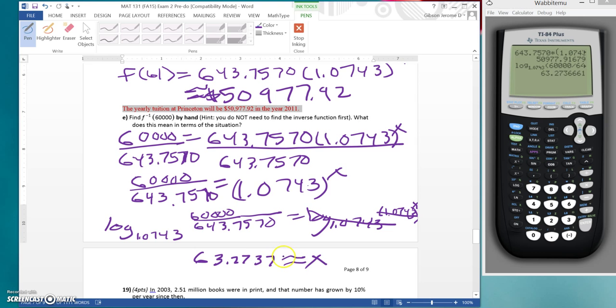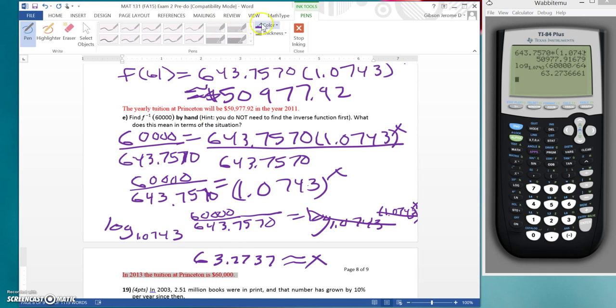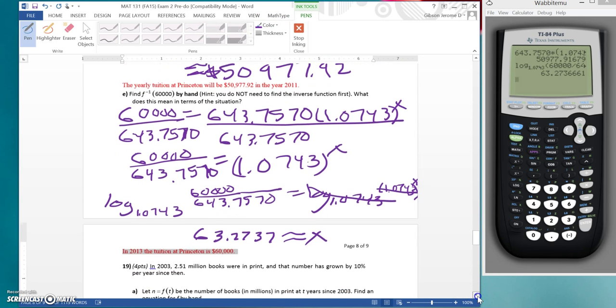And what this means in relation to the problem is this here. In 2013, the tuition at Princeton is $60,000. That's what this situation means. Okay, so now we move on down to the next problem.